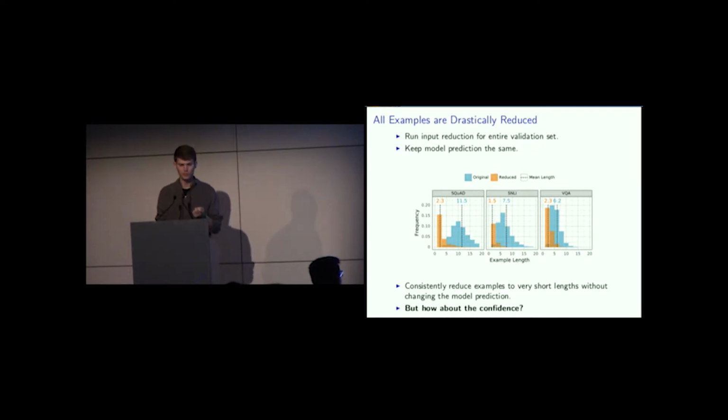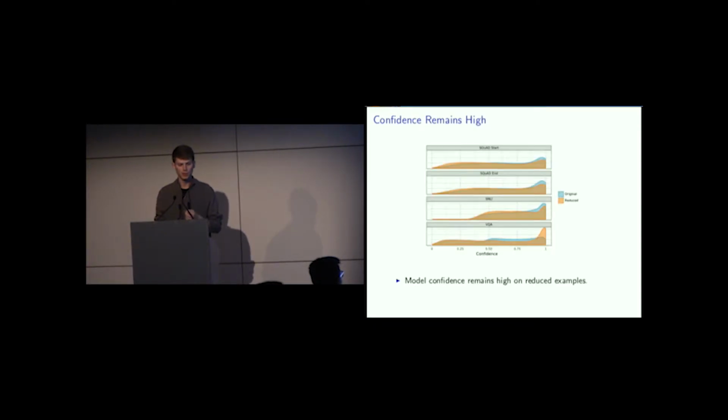But what about the model's confidence? It must have dropped on these short examples, right? Yet the model's confidence looks about exactly the same. So here's a density distribution plotting the confidence from 0 to 1. We see there's basically a strong overlap between the original and the reduced. On VQA, it even goes up a bit at the end. So what's going on here?